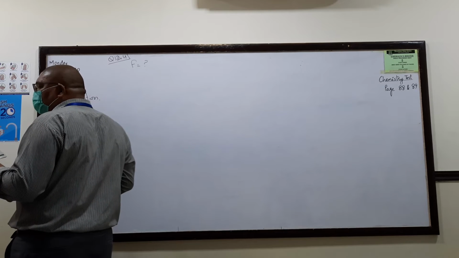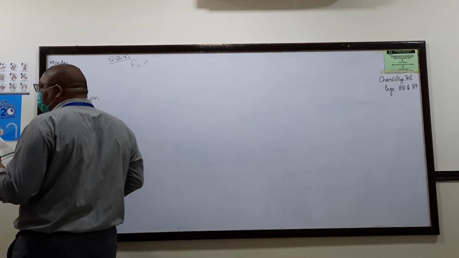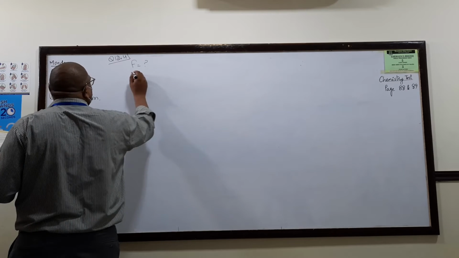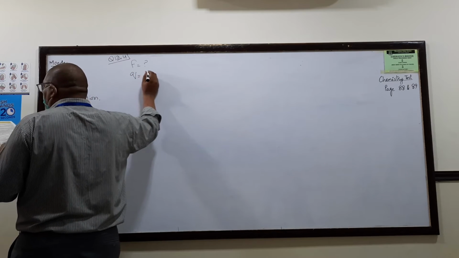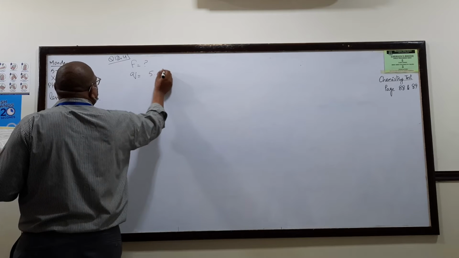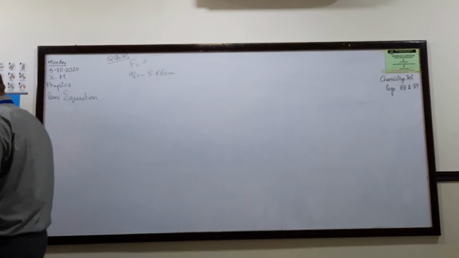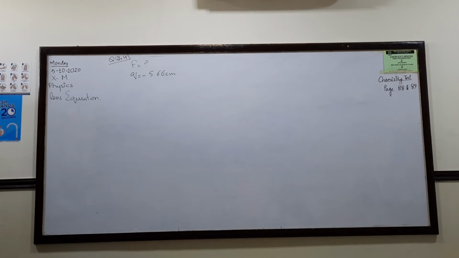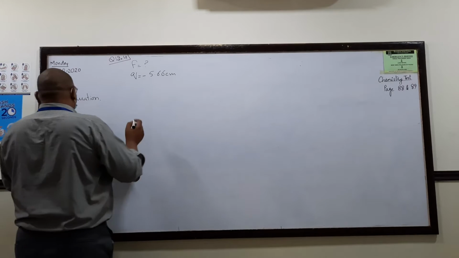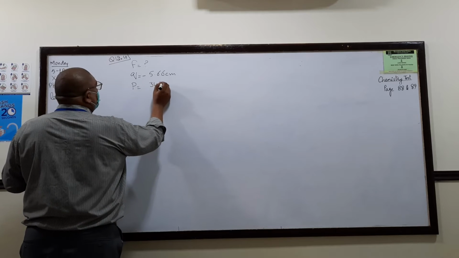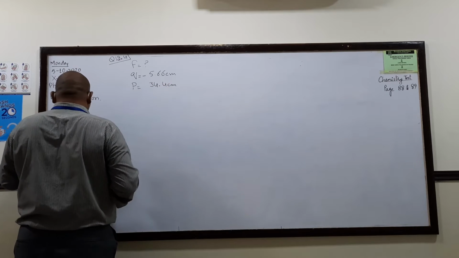Find the focal length of a mirror that forms an image 5.66 centimeter behind the mirror. The value of the Q is given. That is 5.66 centimeter behind the mirror, so the Q should be negative. And an object is placed at 34.4 centimeter in front of the mirror. The P value is 34.4 centimeter.